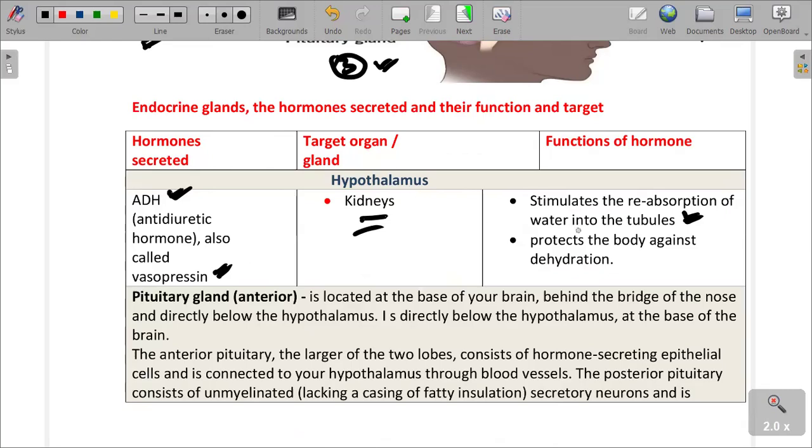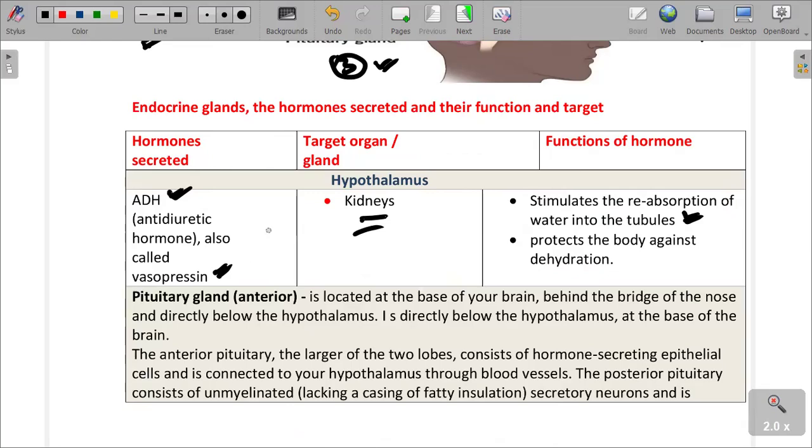So what happens is that the body naturally loses water in various ways, either through excretion or through sweating. Therefore, the balance of water in the body is controlled through ADH, which targets the what? The kidneys. We are going to go deep into the osmoregulation process and so forth.